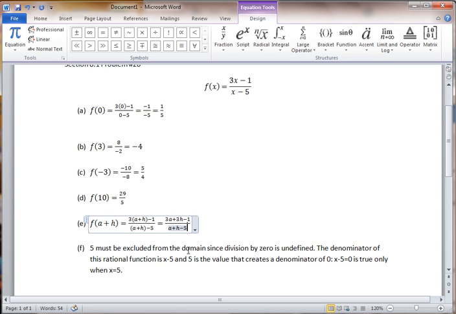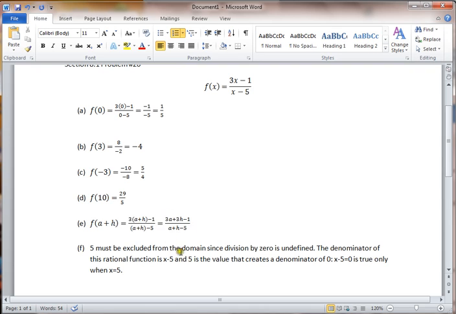And on the bottom, you don't have to distribute, you can just lose the parentheses there, get a plus h minus 5. The important thing here is that none of the a's or h's cancel at all because you don't have a factor which is the same in both the numerator and the denominator. You have addends that are the same, but not a whole factor common to the entire numerator and entire denominator. So this really doesn't simplify anything more.